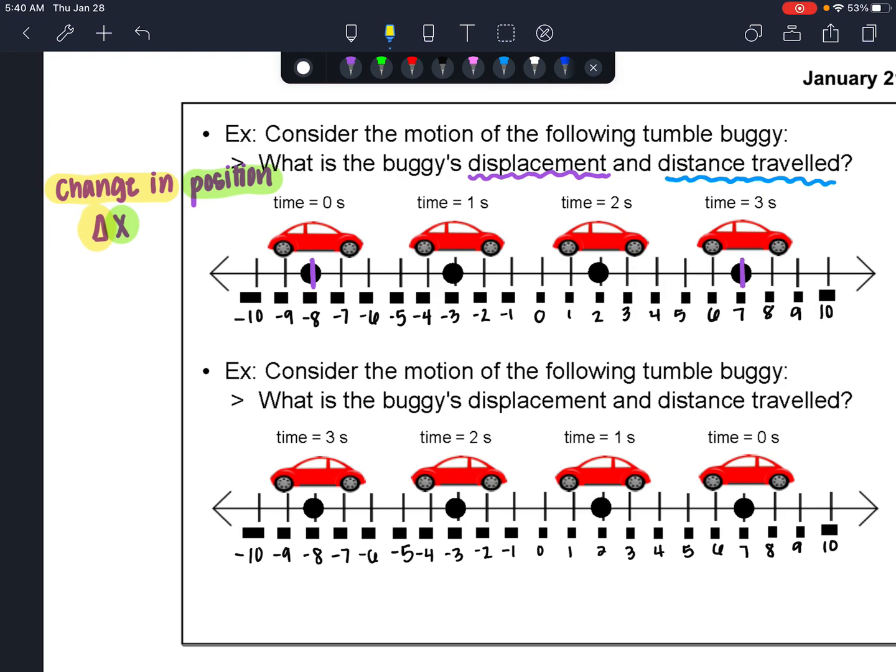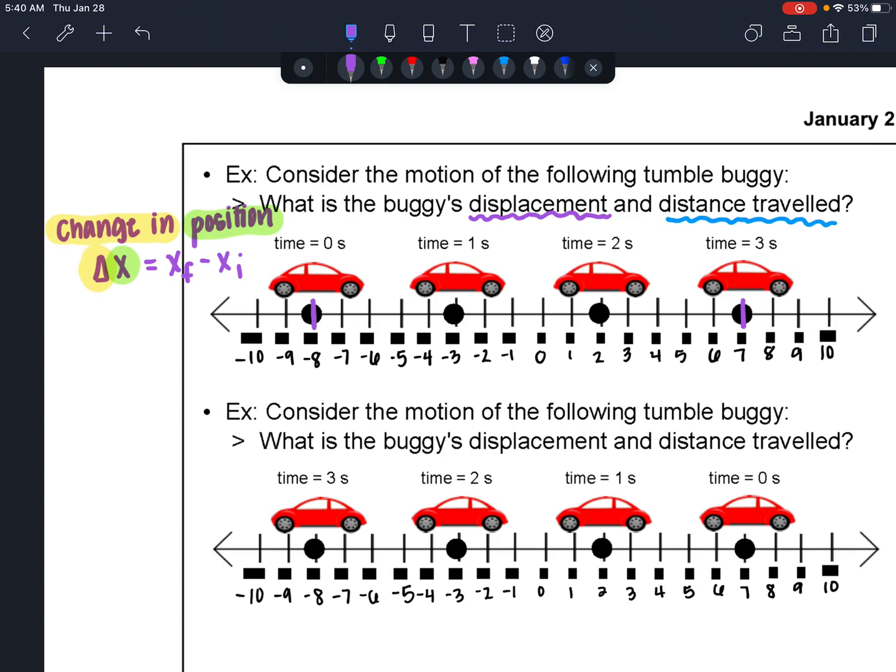When I'm doing my change in something, the way that I can calculate it pretty easily is by taking the final position, or the final value, minus the initial. This is how you actually find slope. Remember how slope is delta y over delta x? And you always do y2 minus y1 over x2 minus x1, right? Y2 is like your final y value, and y1 is your initial. Same thing here with my change in position.